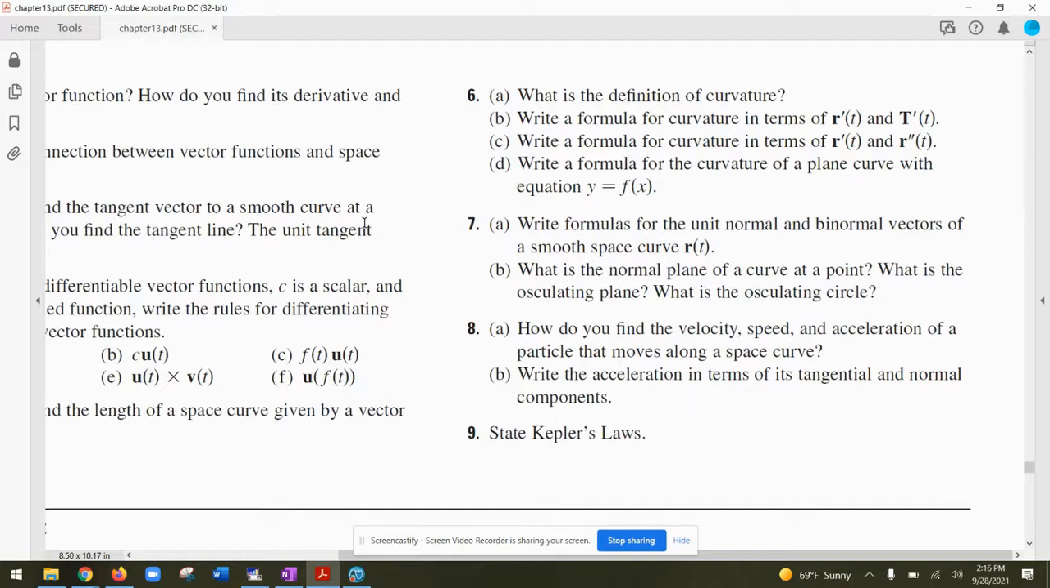Okay, B. What is the normal plane of a curve at a point? What is the oscillating plane? So let's have someone tell me what the normal plane is at a point. Let's just go with a random person. Ninja: Normal plane is the plane that is perpendicular to the curve. Good. So the normal vector, the ABC vector, is what? The tangent vector. Very good. So the normal plane uses the tangent vector or some scalar multiple.